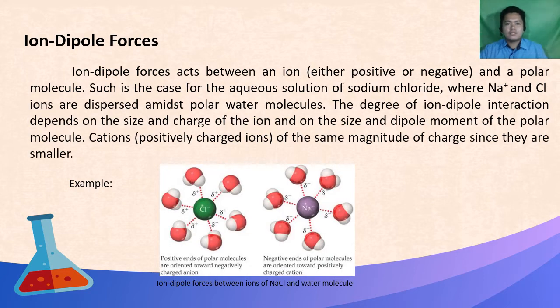Ion to dipole forces. Ion to dipole forces act between an ion, either positive or negative, and a polar molecule. Such is the case for the aqueous solution of sodium chloride, when Na and Cl ions are dispersed amidst polar water molecules. It is also said that the ion dipole strength depends on the charge and size of the ion, whether it is a cation, which is a positive ion, or an anion, which is a negative one. From the example, the chlorine atom, which is a negative ion, connects to the hydrogen atom of water, and sodium attracts to the oxygen atom of water.